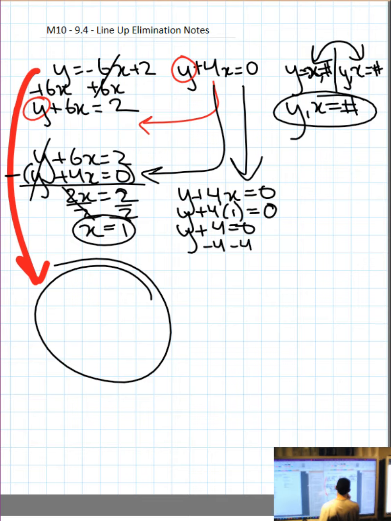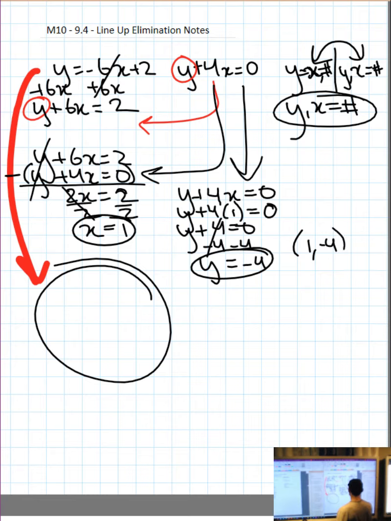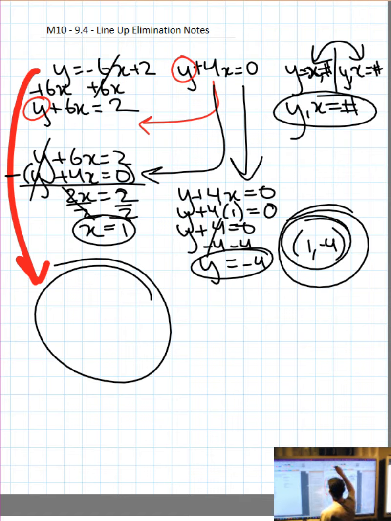Subtract 4 from both sides. y, 4 minus 4 is 0, equals 0 minus 4 is negative 4. Circle your answer. Immediately write the intersection. x was 1, y was negative 4, x and y, 2 circles around it as a final answer compared to our partial answers. So that is it, top right, they have to line up.